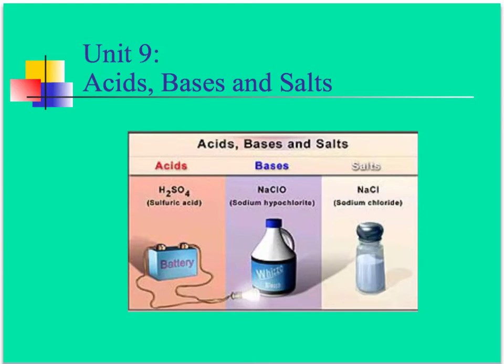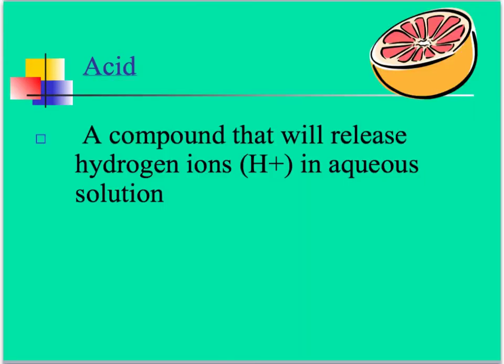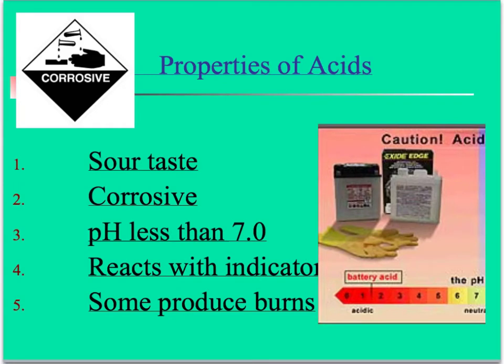This video explains the basics of acids, bases, and salts. An acid can be defined as a compound that releases hydrogen ions in an aqueous solution. Some properties of acids are that they taste sour, they're corrosive, they have a pH less than 7, they react with indicators, and some acids can produce burns, like battery acid.